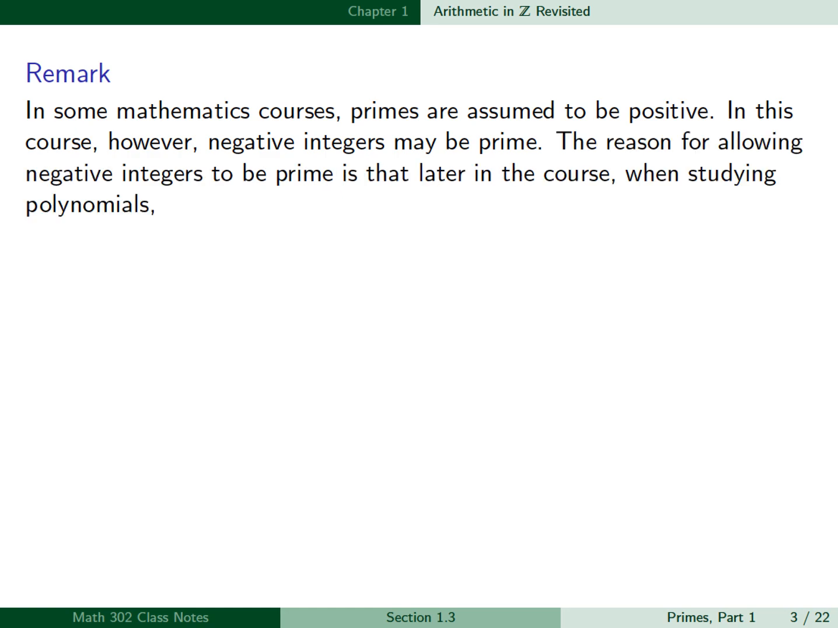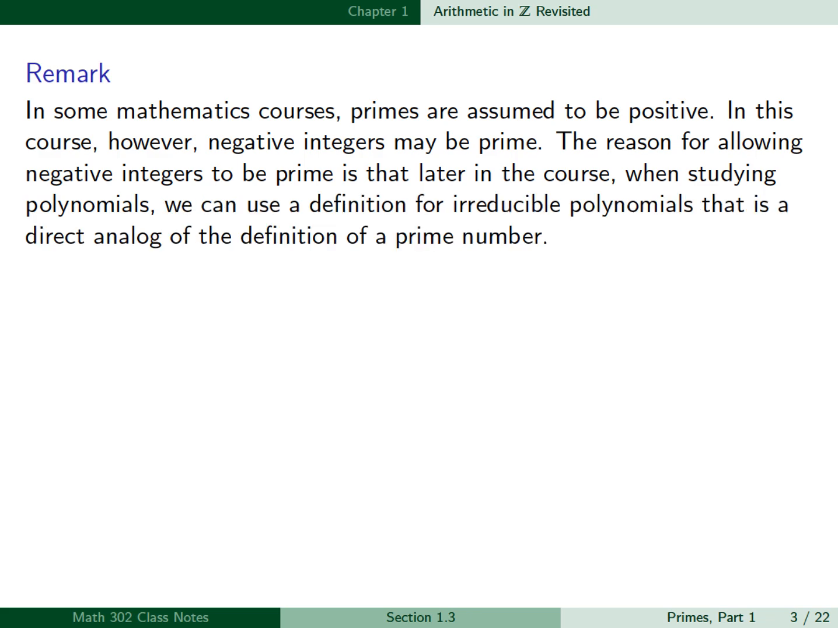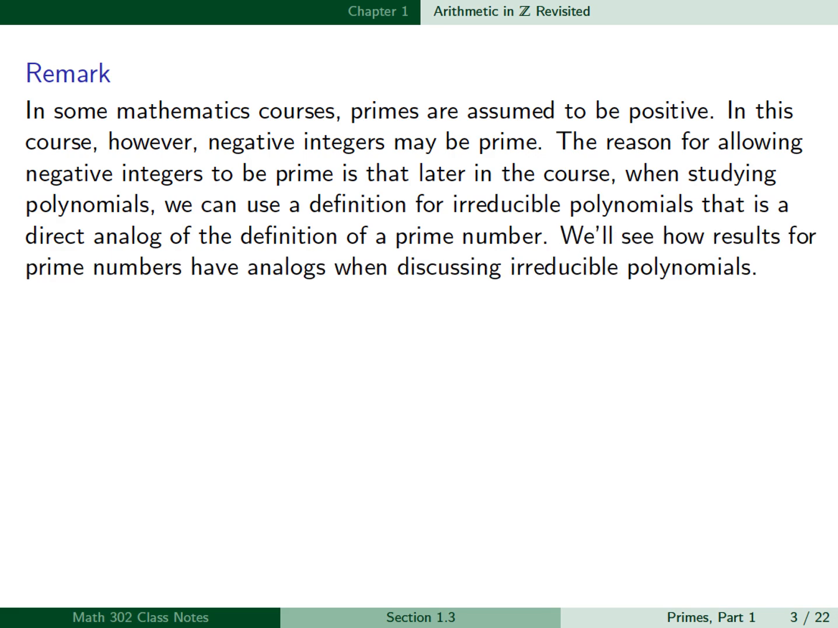The reason for allowing negative integers to be prime is that later in the course, when studying polynomials, we can use a definition for irreducible polynomials that is a direct analog of the definition of a prime number. We'll see how results for prime numbers have analogs when discussing irreducible polynomials.